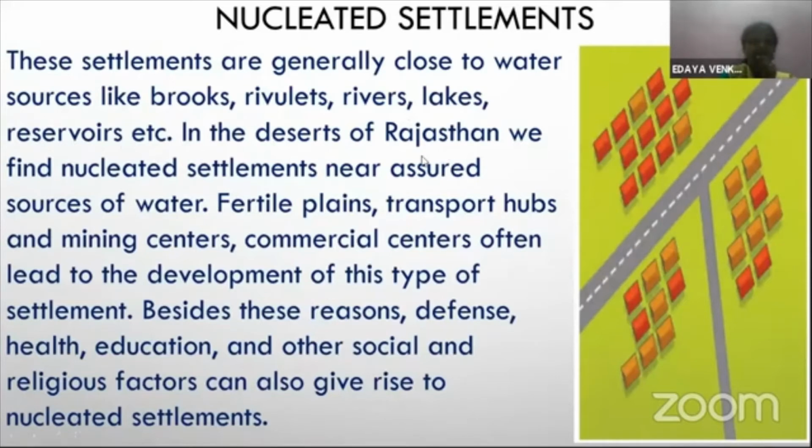In the deserts of Rajasthan, we find nucleated settlement near assured sources of water, fertile plains, transport hubs and mining centers. So where the sources of living are available to the maximum, like water sources or fertile plains or transport facilities, mining centers and commercial centers, they often lead to the development of this type of settlement. Moreover, wherever we can see a commercial center, there we can see nucleated settlement. Besides these reasons, defense, health, education and other social and religious factors can also give rise to nucleated settlement.